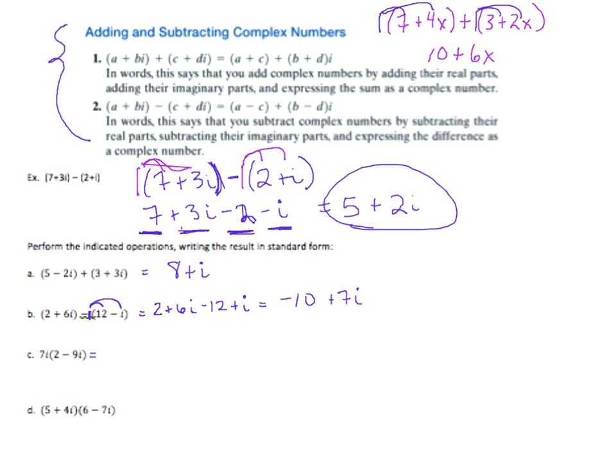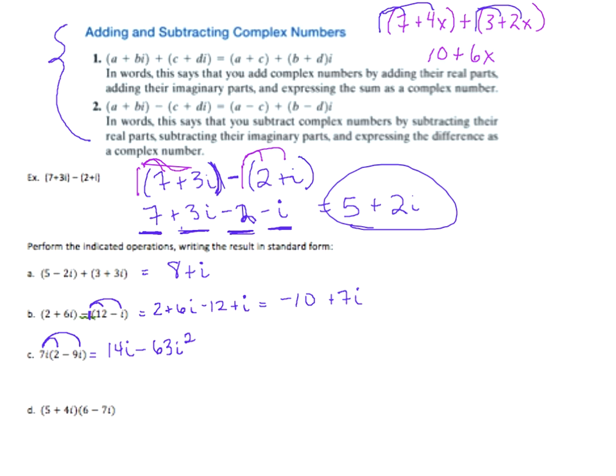Now, this next one's a little trickier. Multiplication. So 7i is getting distributed to both of these terms. You're going to treat those i's just like you do any other variable. So 7i times 2 is 14i. And 7i times negative 9i is negative 63i squared.